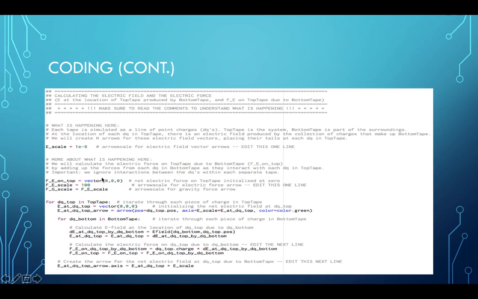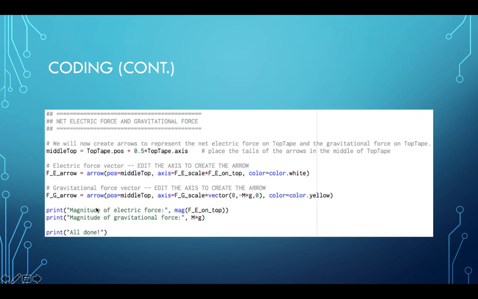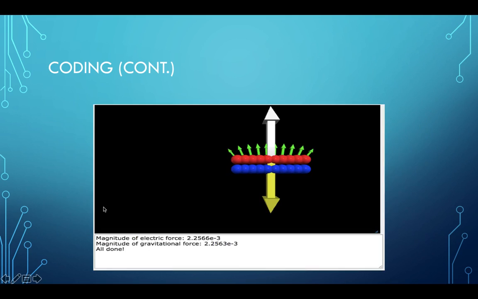And in this block of code up here, this was used to calculate the electric force right here, and then down here gets into calculating the electric field and putting it up on the figure. And then finally, right here, this line of code creates the electric force vector, which will be in white, and then the gravitational force vector, which is equal and opposite, pointing downwards in yellow. And then these print the statements.